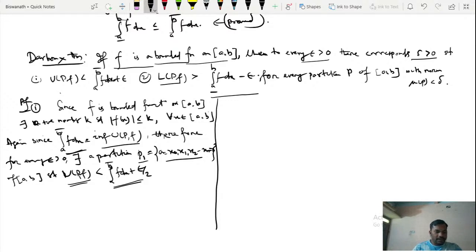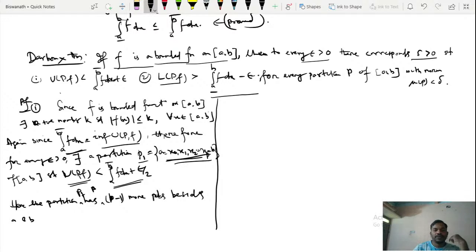So what can you say more from here? Here the partition P1 has, let this be x0, x1, x2, ..., xp, which is your b. So the partition P1 has p minus 1 more points besides a and b. Since there are p plus 1 points, if you omit the first point and the last point, then there are p minus 1 more points besides a and b.